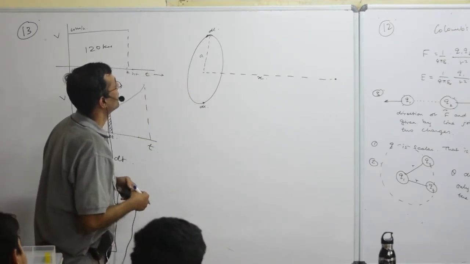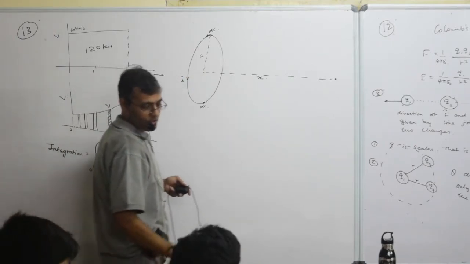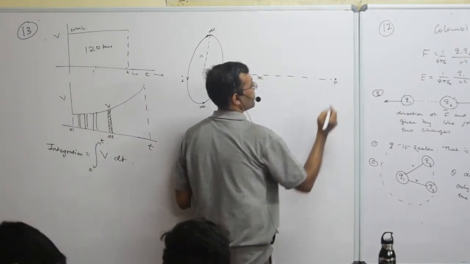Let's say the current is flowing like this, I. You want to find the magnetic field at this point P.